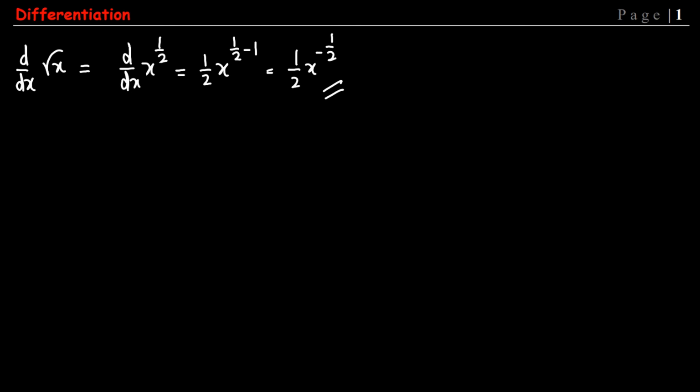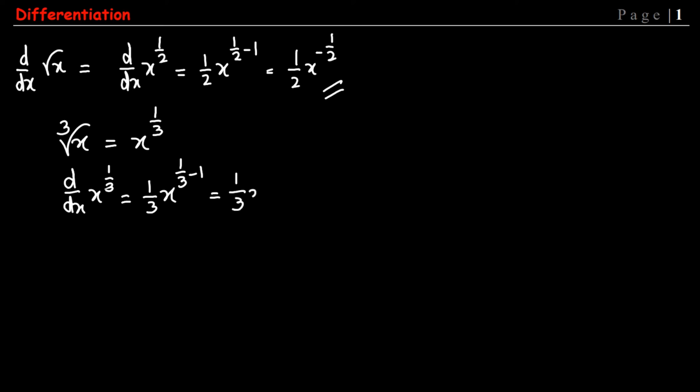Say another part: if it is written cubic root of x, with 3 written inside of the root, we can also write it as x to the power 1 by 3. Now it is possible to differentiate. We all know dy/dx of x to the power 1 by 3, according to the rule of differentiation, is 1 by 3 x to the power 1 by 3 minus 1, subtracting 1, which is minus 2 by 3. So this is our answer for this part.